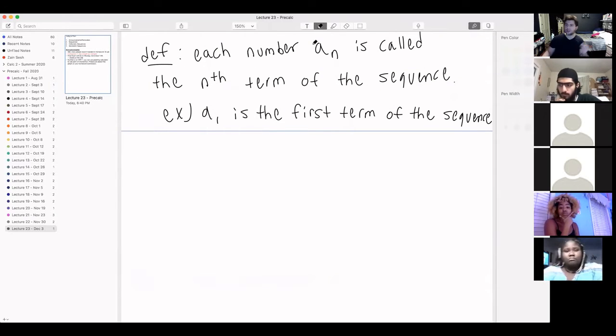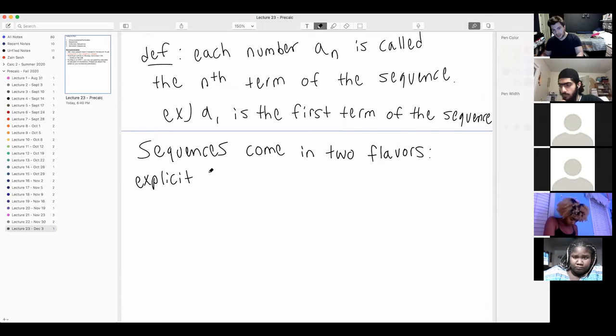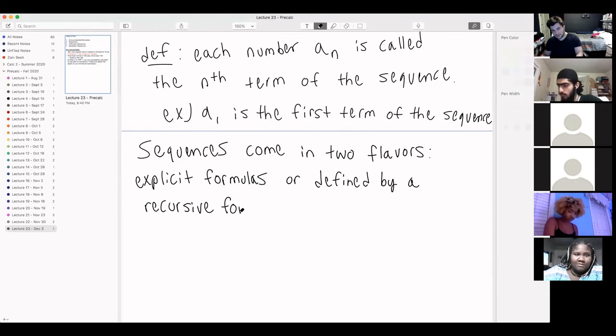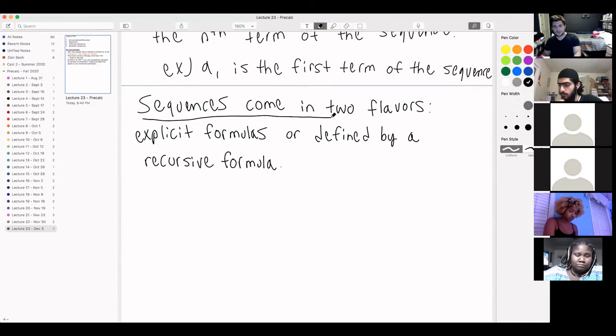Okay. So sequences come in 2 flavors, or 2 styles. The 2 flavors are explicit formulas or defined by a recursive formula. All right, I will define both types and give examples of both types.